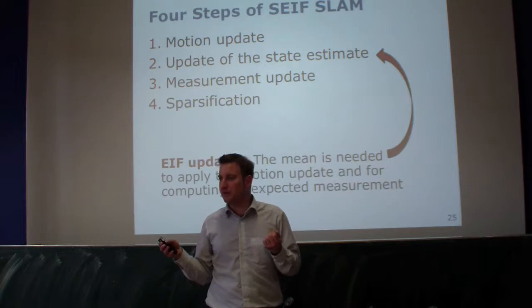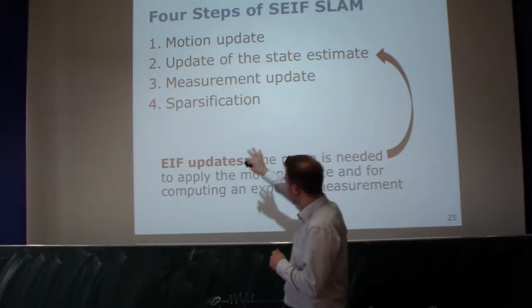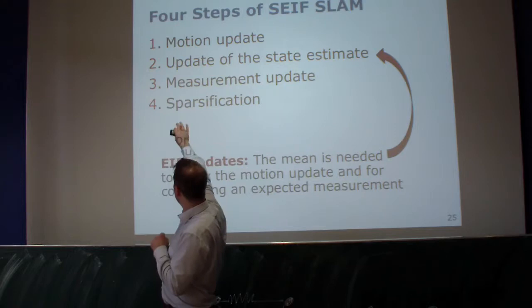I need to recover the mean of where the robot and where the landmarks are in order to compute what I expect given my belief. And for the sparsification, I need the mean as well, as we will see later on. That's the reason why I need an estimate of the mean. And this is why we have the second step.